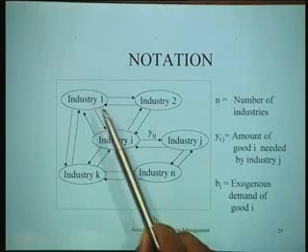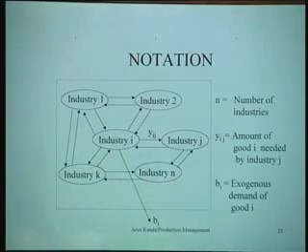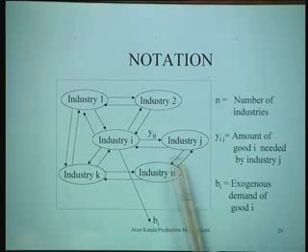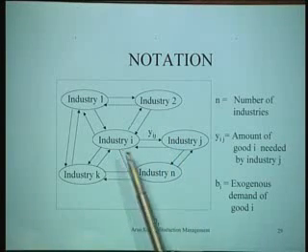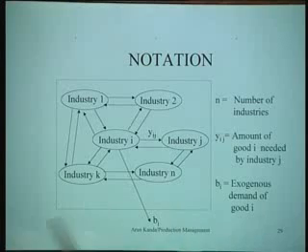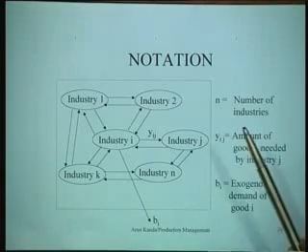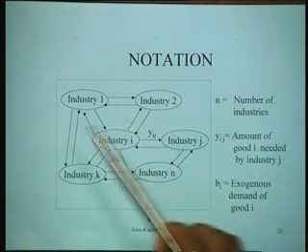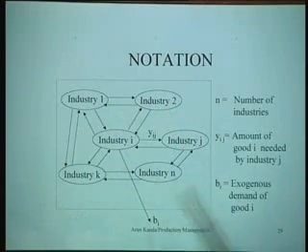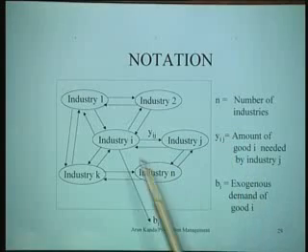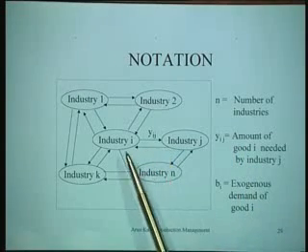So we have industries 1, 2, 3 and so on up to n. And let us look at some two industries. Let's call this industry I and let's call this industry J, just to understand the notation which we shall be using for this particular model. So n is the total number of industries. Yij is the amount of good I needed by industry J.